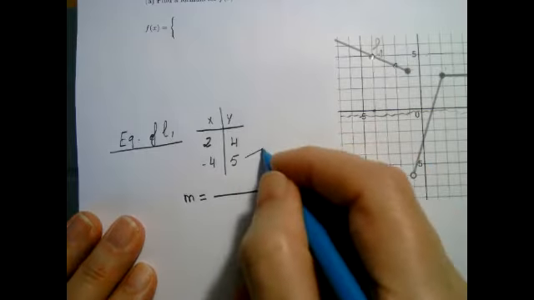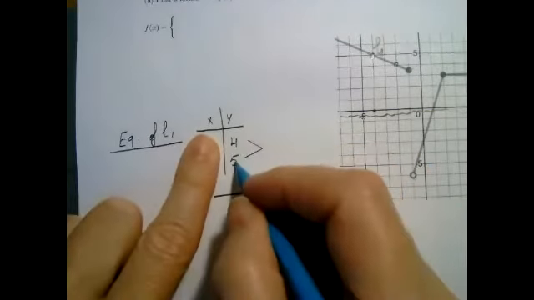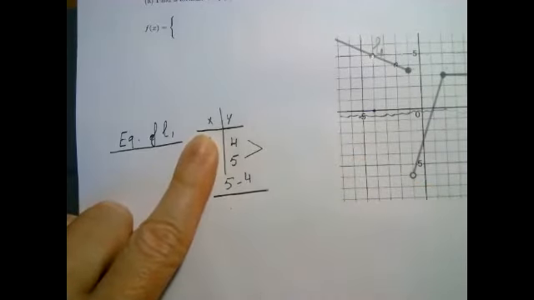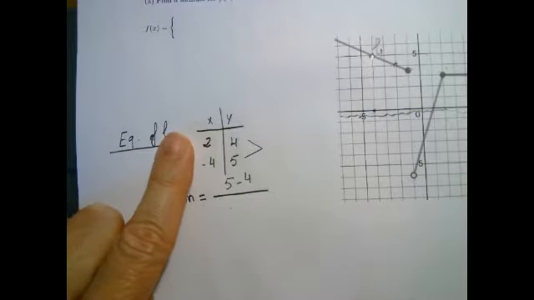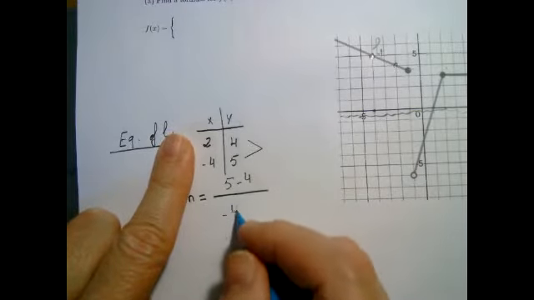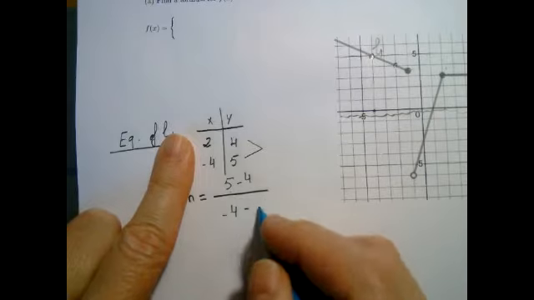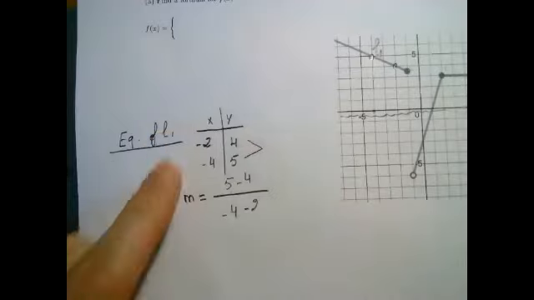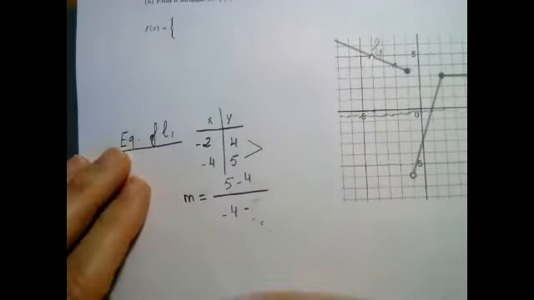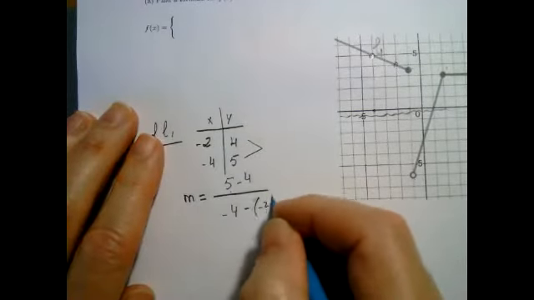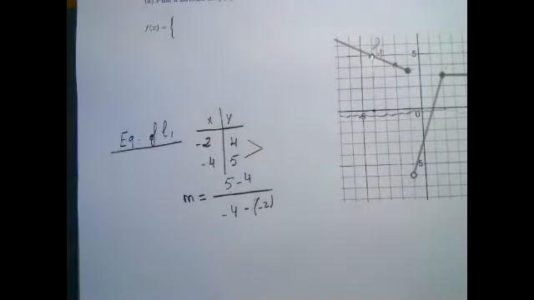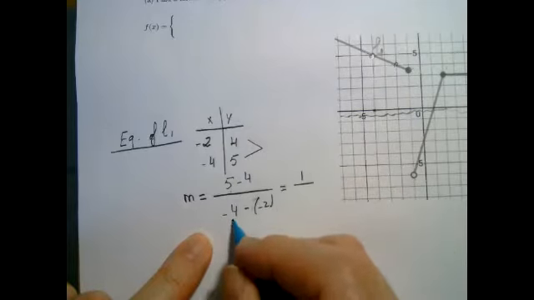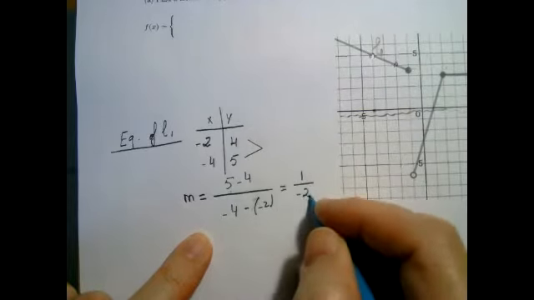Again, 5 minus 4, y2 minus y1, divided by minus 4, that's the x that goes with it, minus, sorry, that's a minus 2 here, my apology, minus 2. Okay. So it's going to be the slope. It's a 1, over minus 4 plus 2, minus 2.